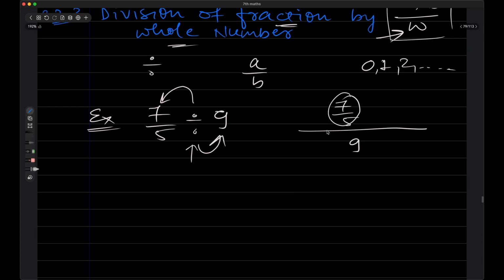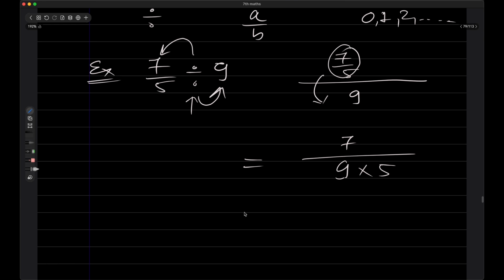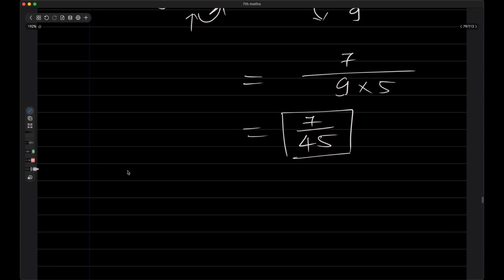Now send the denominator to the opposite side, that is equals to 7 as it is, 9 as it is. Send the denominator, that is 5, on the opposite side and that is the answer. 7 divided by 45. Let us take one more example.